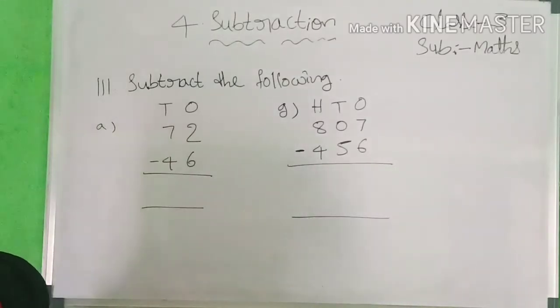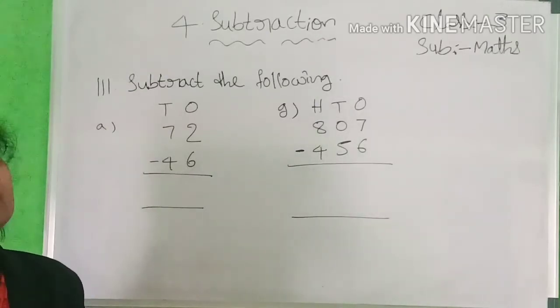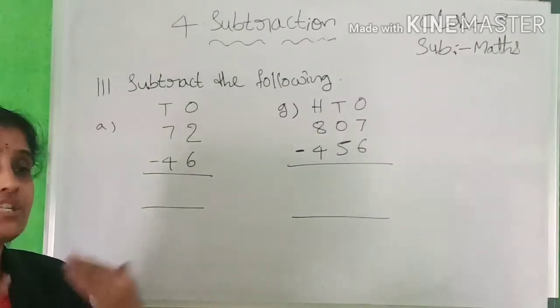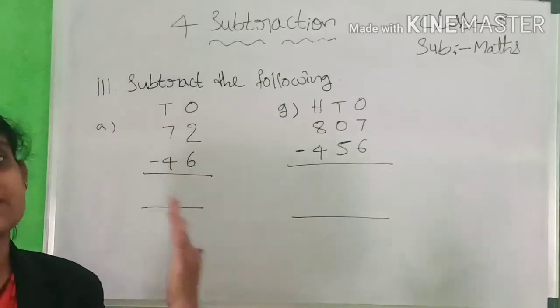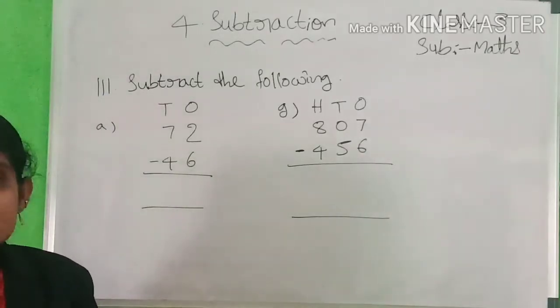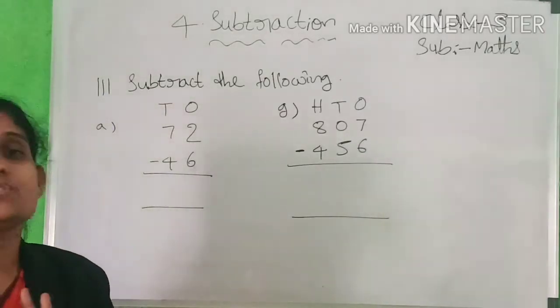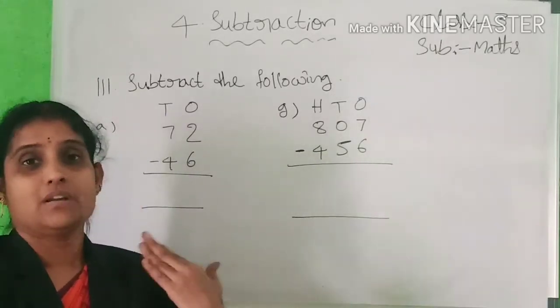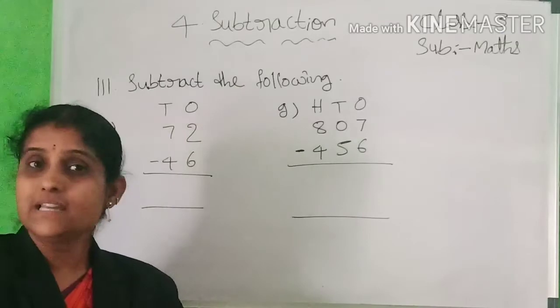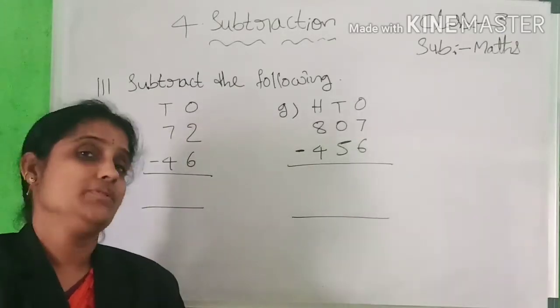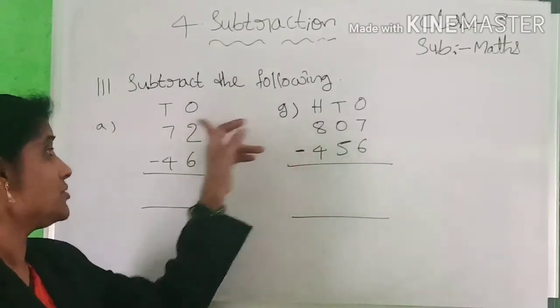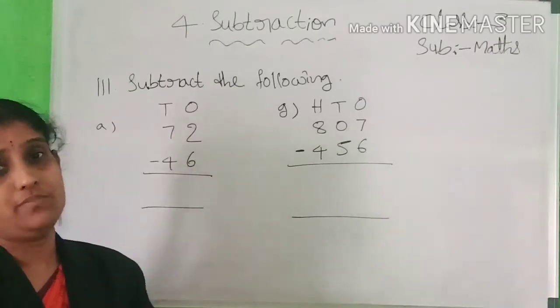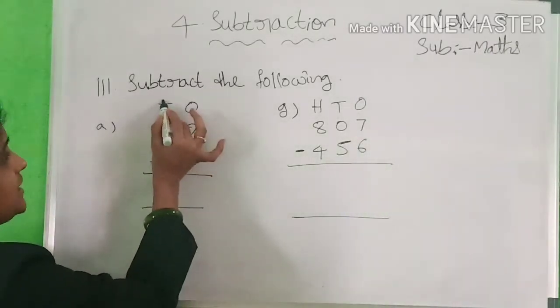Now, for example, listen. I have 2 chocolates. I am distributing one each equally to 6 children. Is it possible? Is it not possible? 2 children equally distributing is possible. But 2 to 6 is not possible. That's why only we are taking regrouping.